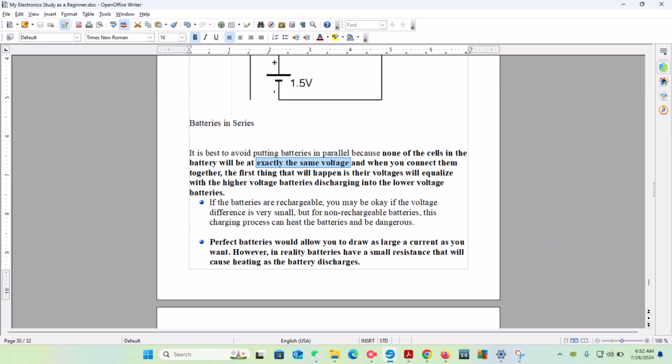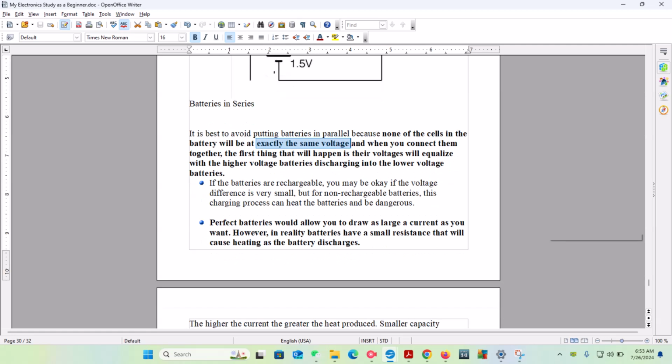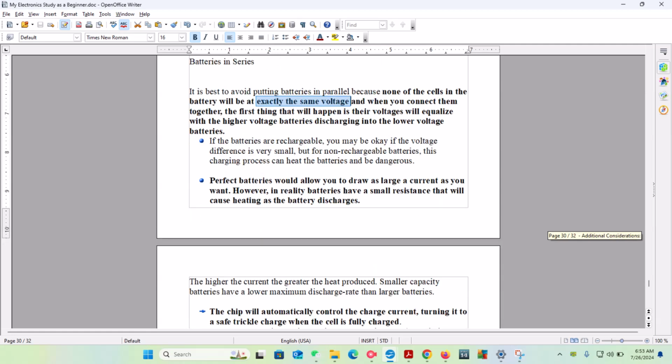Now, if the batteries are rechargeable, you may be okay if the voltage difference is small enough, or in this case very small. But with non-rechargeable batteries, this charging process can heat the batteries and can be dangerous because we have a difference in the voltage.